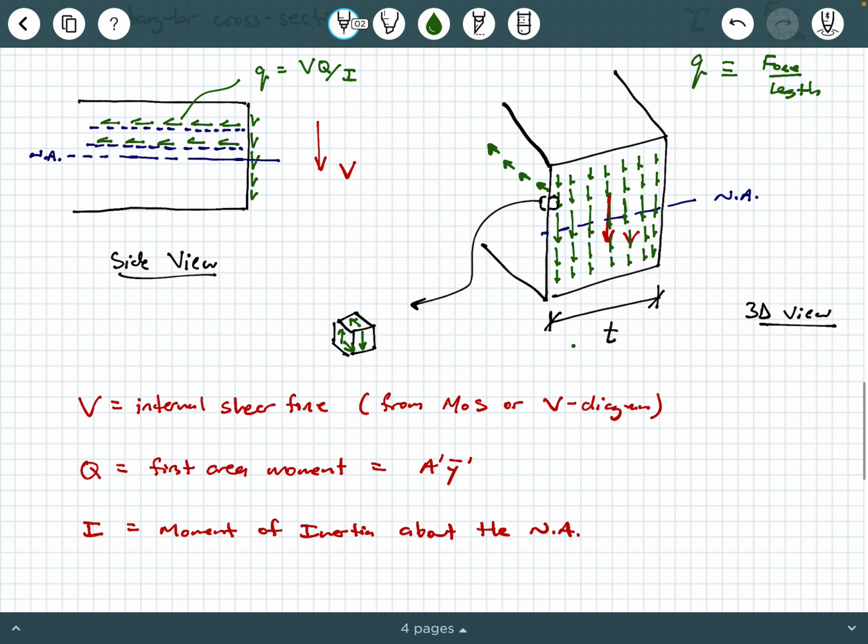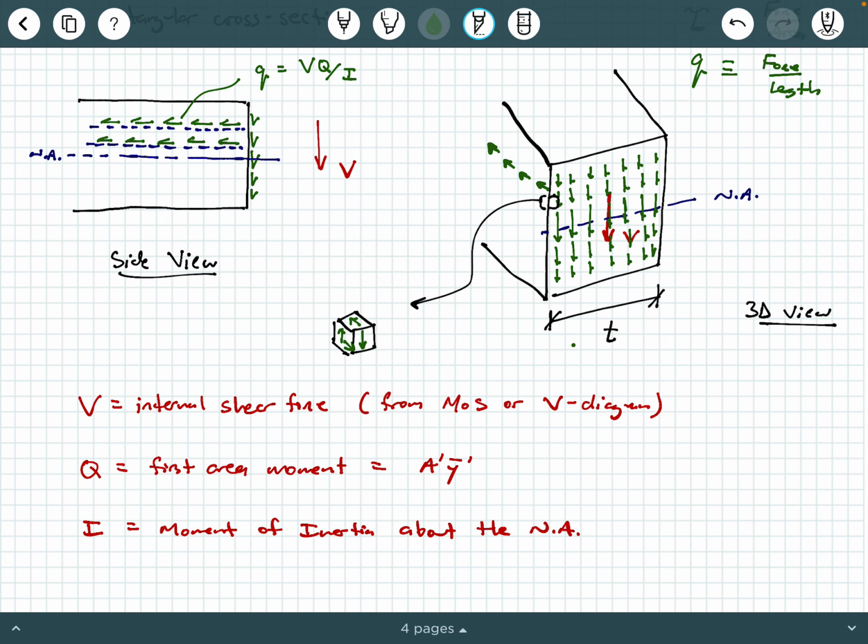So let's define those terms. We should be familiar with these definitions. V is internal shear force from method of sections or a shear diagram. Q is the first area moment, which is equal to A prime times Y bar prime. And I have a whole video just on Q, okay? That's going to be next.